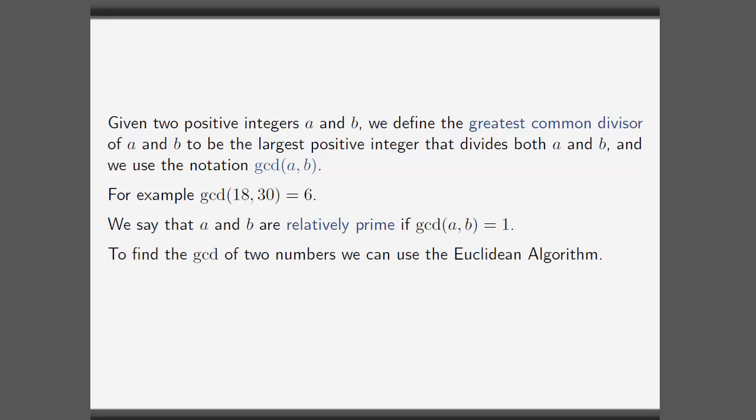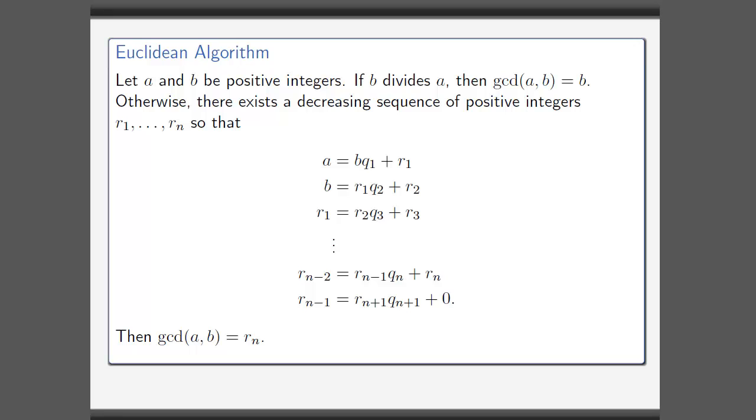And we're going to learn about what's called the Euclidean algorithm as a way of finding the greatest common divisor of two numbers. And the Euclidean algorithm is fairly straightforward and simple, and it's very efficient if you program it into a computer. So here's the statement.